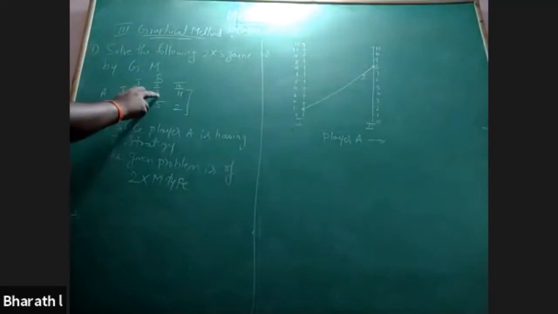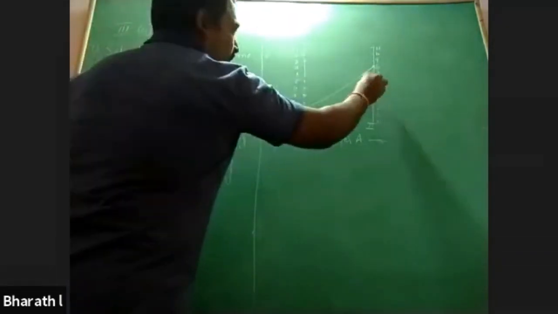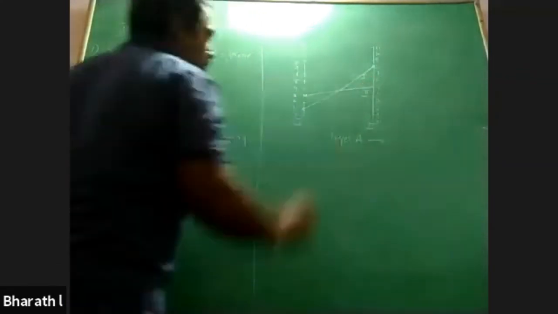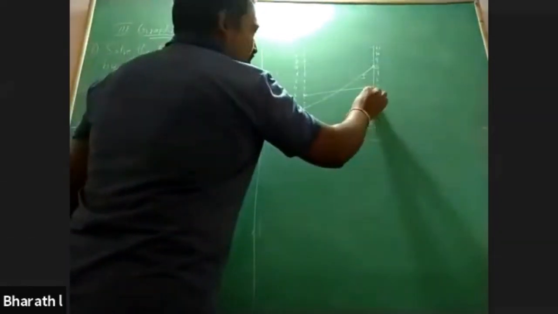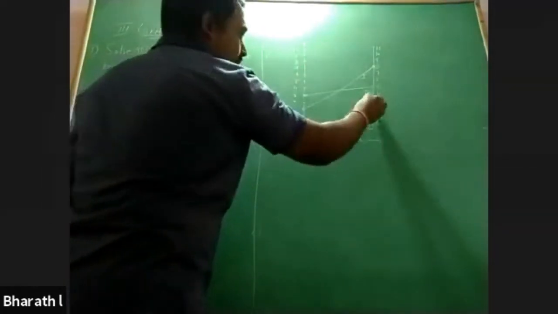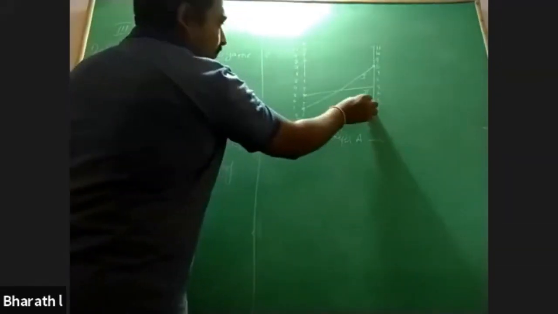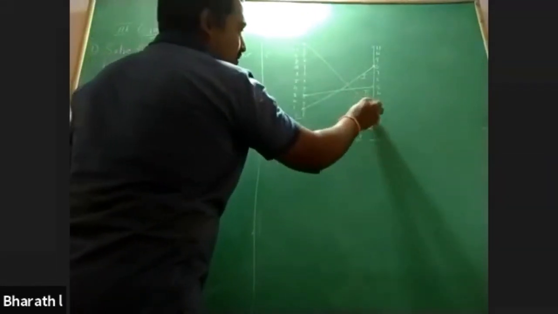Similarly, for the other elements 3, 5: here you have 3 and here you have 5, you join them. And 11, 2: here you have 11 and here you have 2. If you join it, you will get a line in this way. This is for strategy 3.